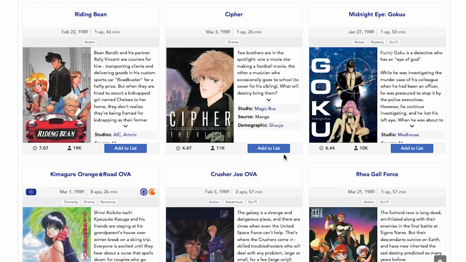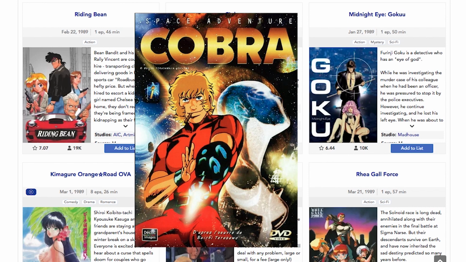And then the last one is Midnight Eye Goku. So this is definitely really, really cool because I was a really big fan of his previous work, the Space Cobra. So this is another one of those similar types of stories with a guy and the extra female acquaintance. Of course, in Space Cobra, she was a robot, right? The sexy robot kind of theme.